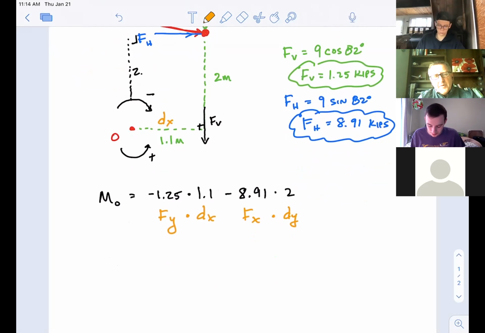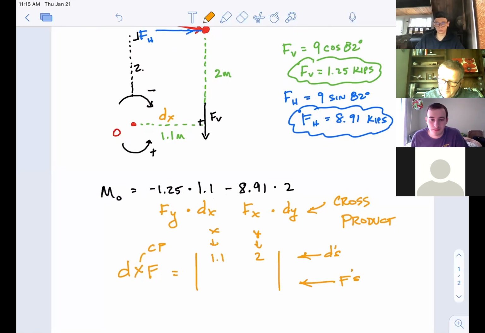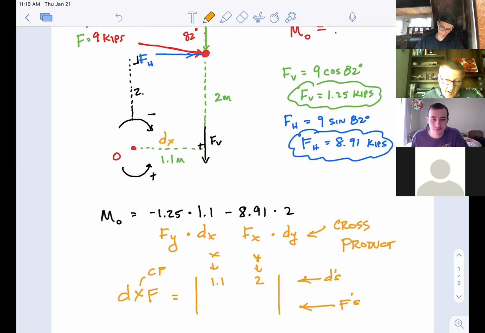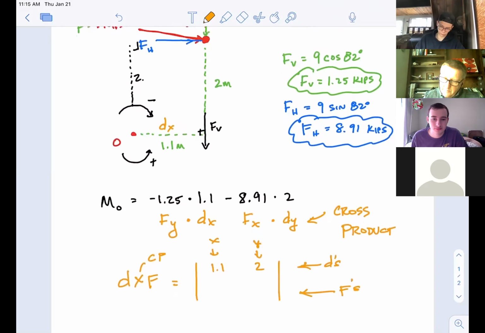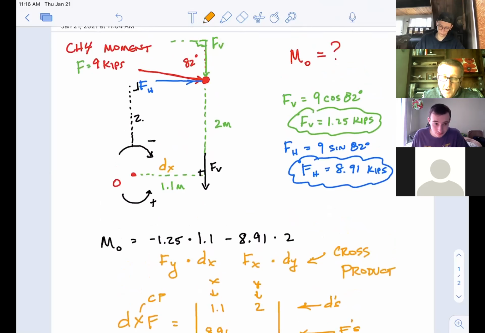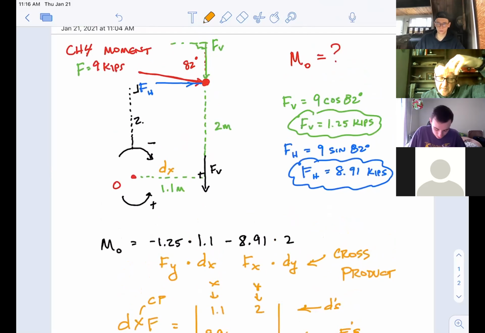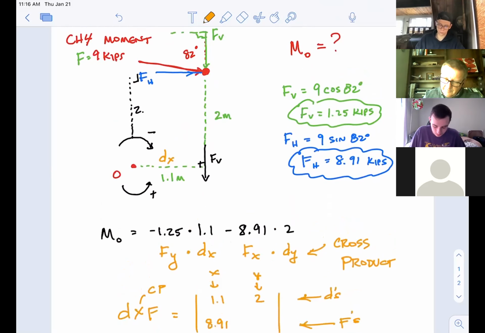So these are your distances, and these are your forces. And this is the X, and this is the Y every time. So your force in X was going right, 8.91. Your force in Y, however, was going down negatively. Do you agree with that? So it was negative 1.25.